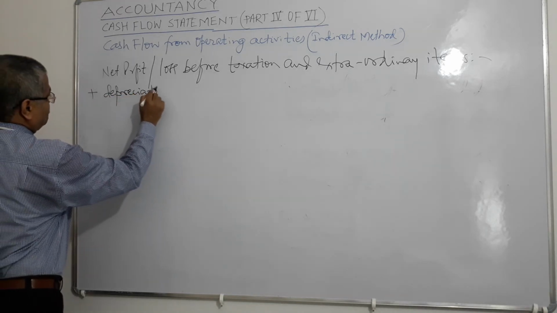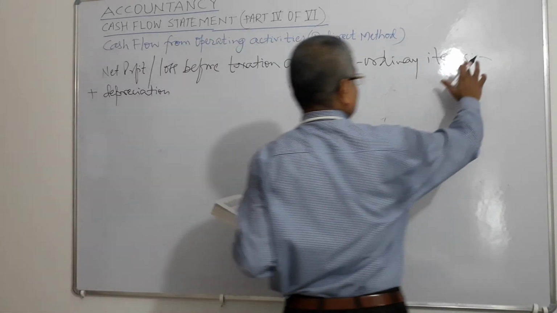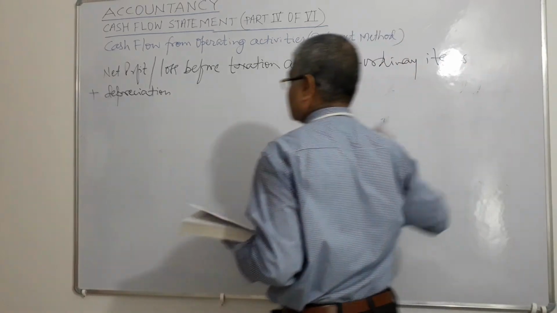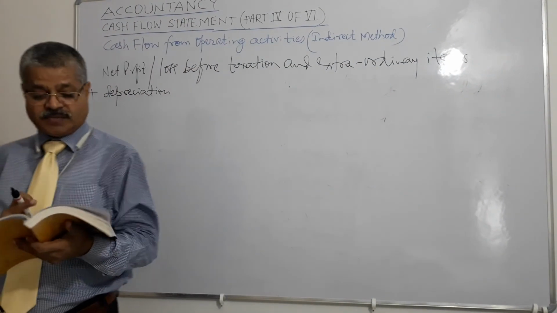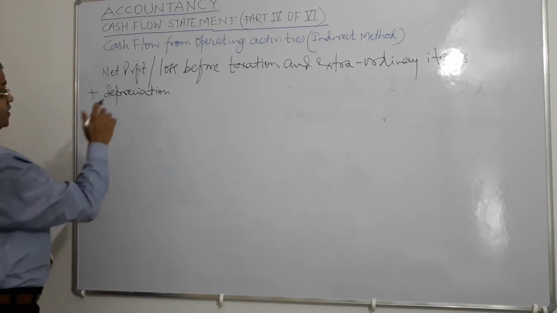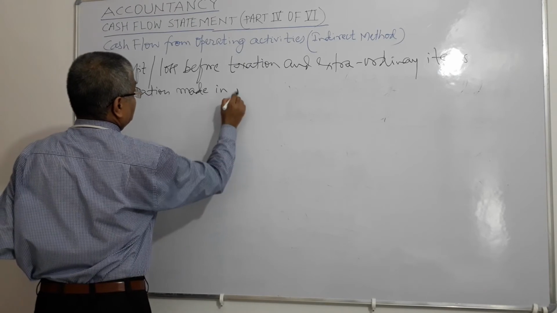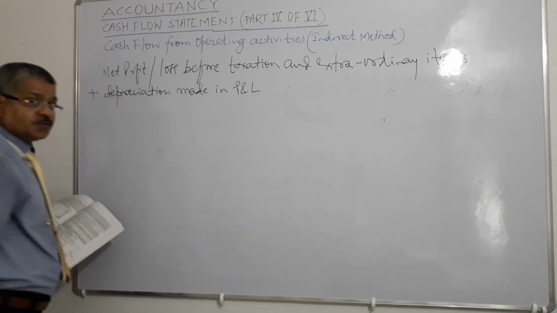Depreciation, we add back. Why do we add back depreciation? Because it is a non-cash expense, so we add it back. Depreciation already made in profit and loss, right?